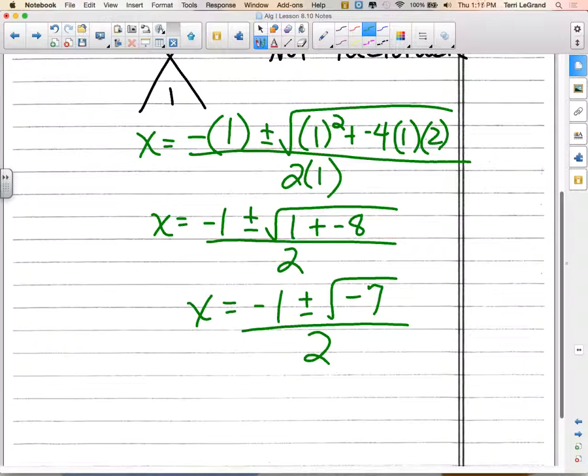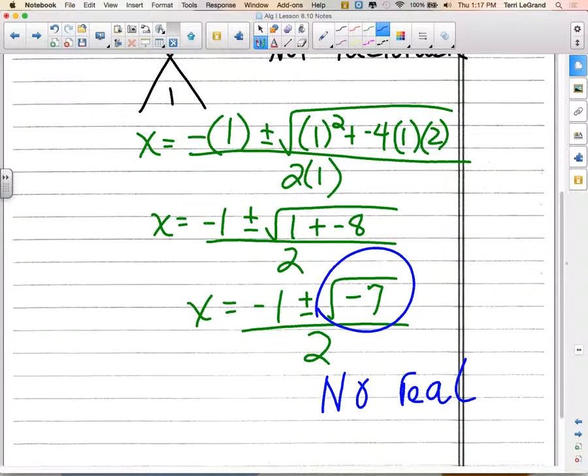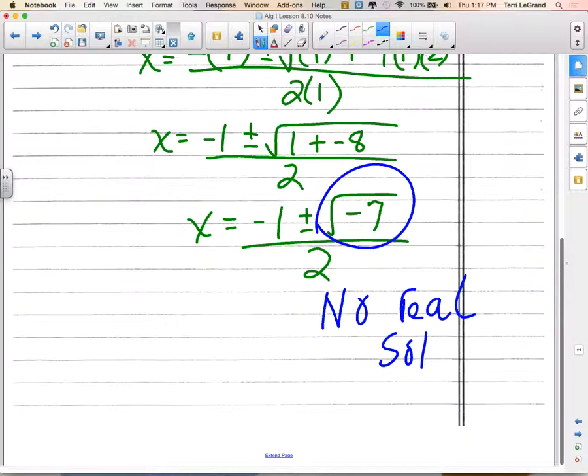So we're going to circle that part right there. We're going to say, oh my, that's a problem. But you have to write, oh my, that's a problem? No, we just say it to ourselves. No real solution.